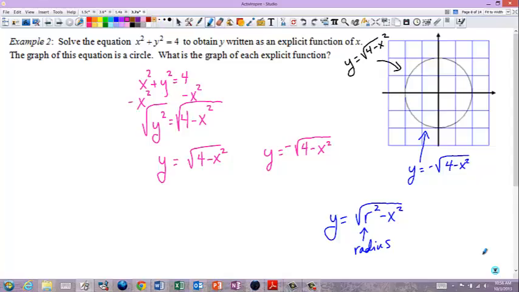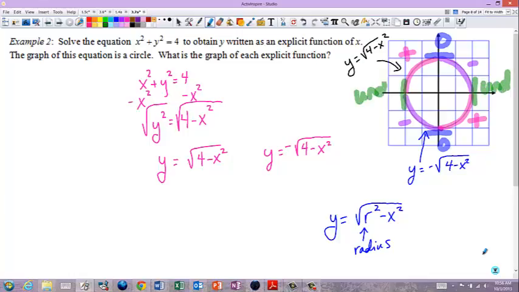One more time. The derivative is positive here and here. It's negative, decreasing. It's 0 there, and it's undefined here, where the tangent line is vertical.